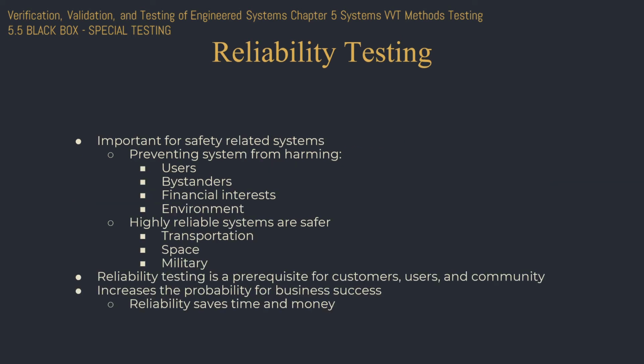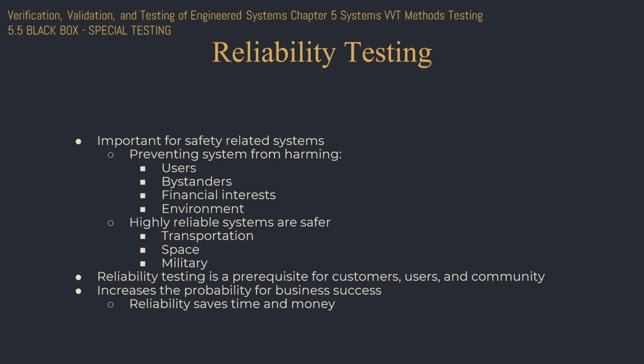Important for safety related systems, preventing systems from harming users, bystanders, financial interests, and environments. Let's take the coffee maker. We need reliability testing that would be done on the coffee makers to see how much the water container can withstand the heat. You don't want a water container that will melt after 80 degrees. Otherwise, you have water all over your system. You cause a spark in there, and you have an electric fire going on.